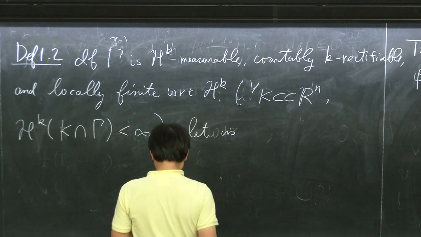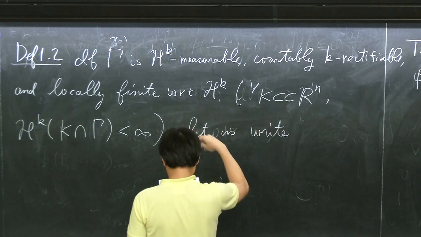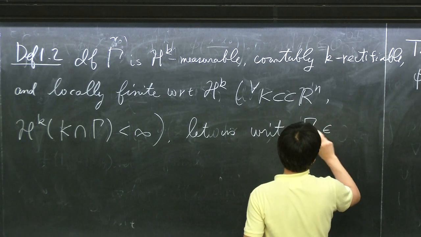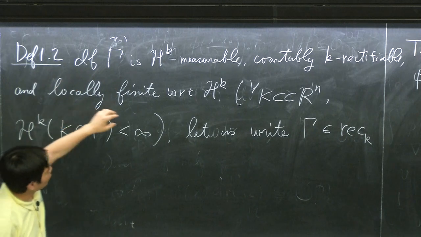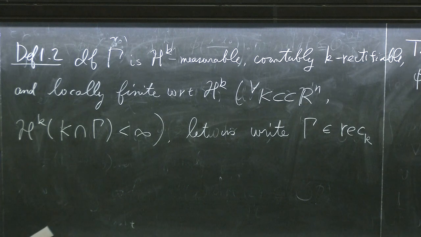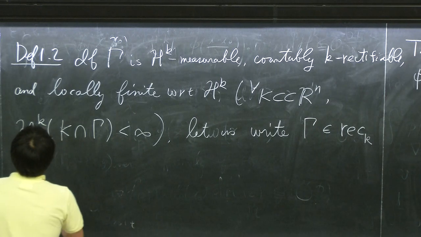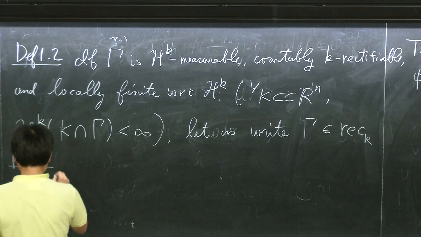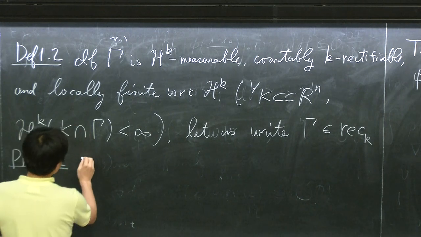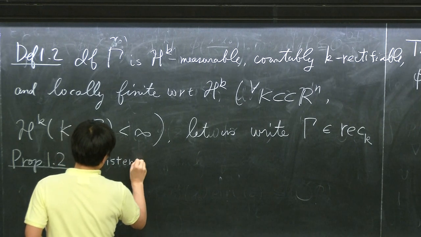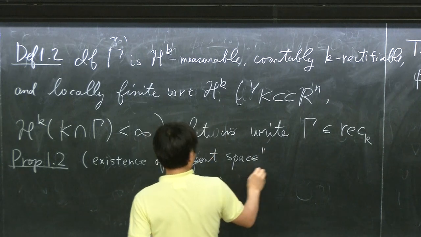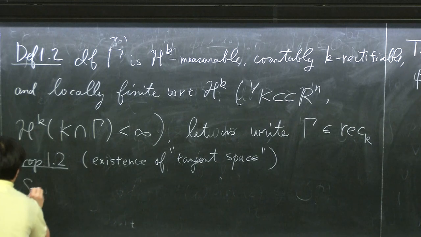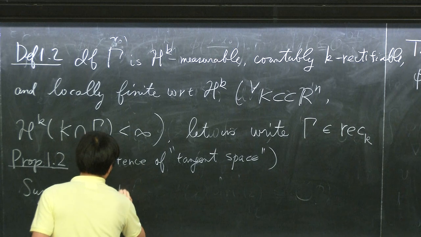Let us denote this, because I have to write this quite often. In this case, I just write gamma to be in rec k. So this means that gamma is measurable, countably k rectifiable, and locally finite, then I write gamma to be in rec k, just for shorthand. Okay, so now a proposition, which is also very well known in this field, is the so-called existence of tangent space. Suppose this gamma is just as what I defined, rec k.